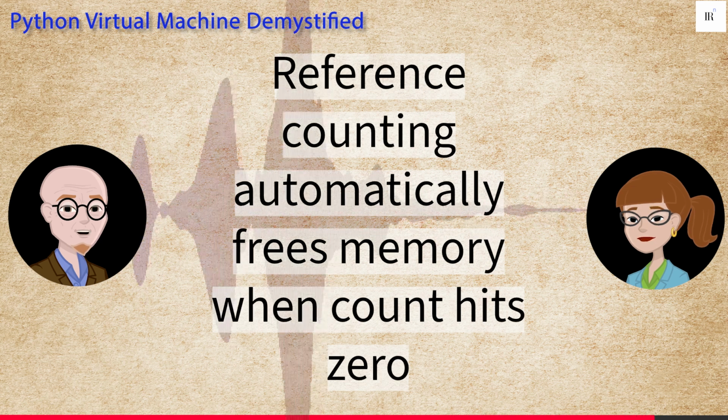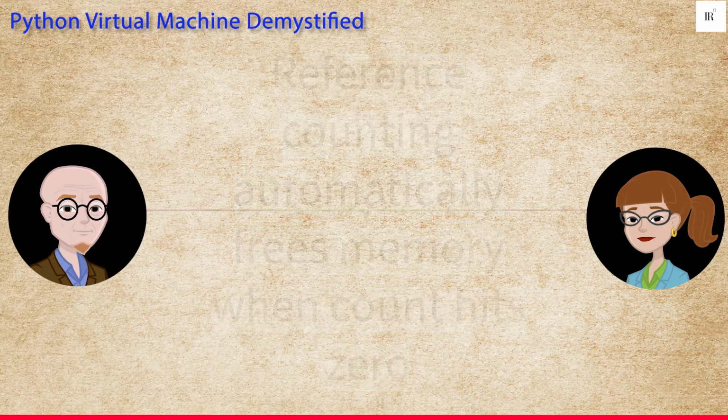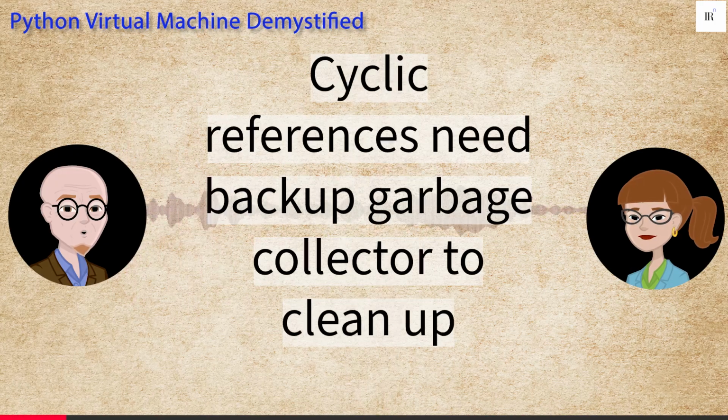Seems simple enough. It is, usually. But there's a catch. Cyclic references. Imagine object A points to object B and object B points back to object A. Even if nothing else points to them, their reference counts will never reach 0. Ah, so they'd leak memory. They would, except CPython has a backup plan, a generational garbage collector.